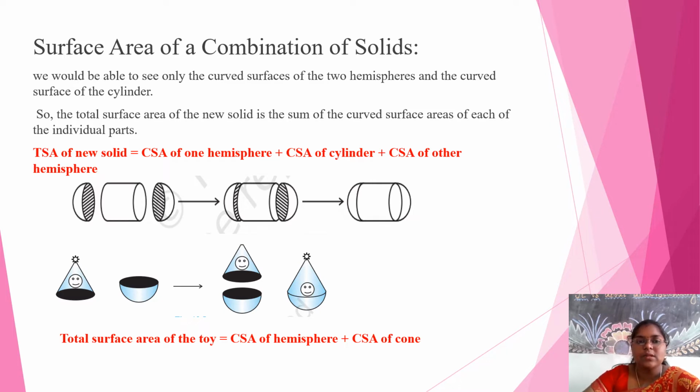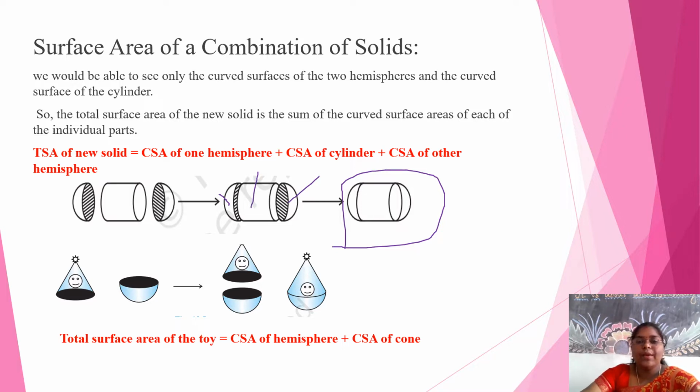For an example, see here we are having a figure, right? So this figure is the combination of two hemispheres and one cylinder. Okay, so this is a combination of two hemispheres and one cylinder. See, this is the figure.